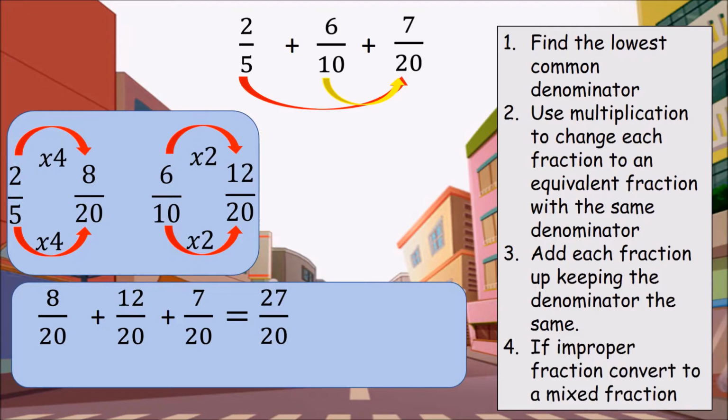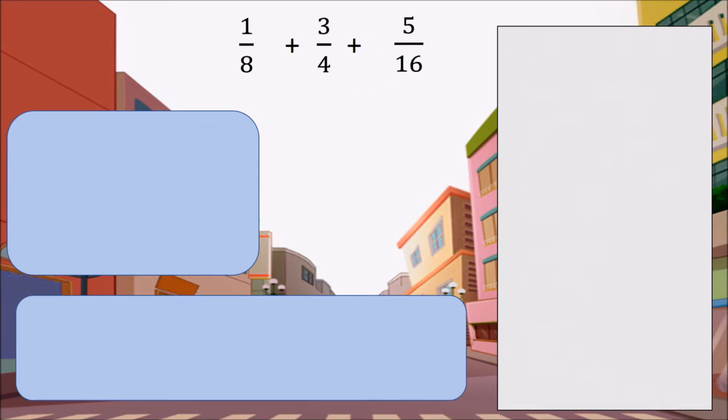But this is an improper fraction, so we need to convert this improper fraction to a mixed fraction. Now, we know that 20 20ths equals 1. So if 20 20ths equals 1, that leaves us 7 left over. So our answer is 1 and 7 20ths. Let's have a go at one more before you try.